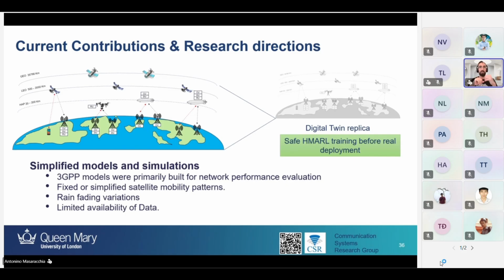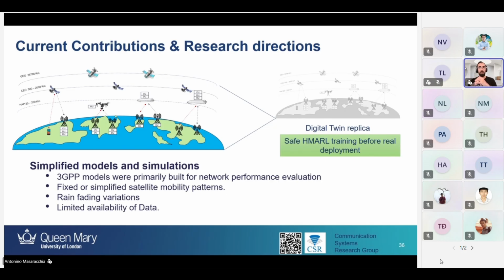So in this case, the 3GPP is providing models for modeling the channel communication between the satellites and the terrestrial network, but this does not necessarily represent the real channel. So there is a need to investigate a more accurate digital representation for the non-terrestrial networks, since the communications can be compromised by rain fading variation and limited availability of data.